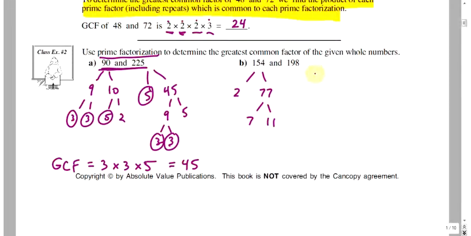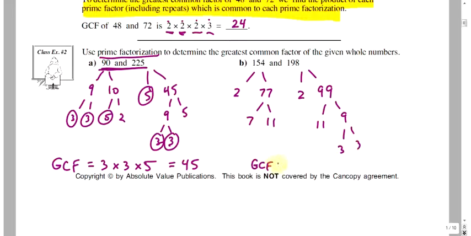Yep, I'm done. Okay, 198, let's half it. That's 2 less than 200. Half of 200 is 100. So that's got to be 2 times 99. 99 is that also our 11 times table? 11 times 9. Are those all prime? 9 is 3 times 3.